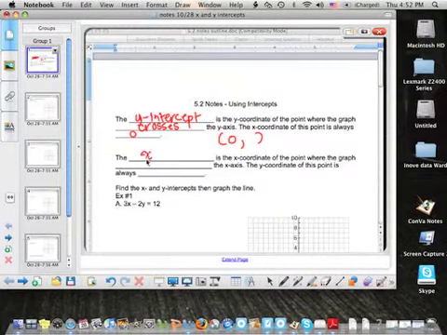So likewise, if we have our x-intercept, it is the x-coordinate of the point where the graph crosses the x-axis. And the y-coordinate of this point is always 0. So in this ordered pair, it's going to look like this. There would be a digit first and then the 0 second.